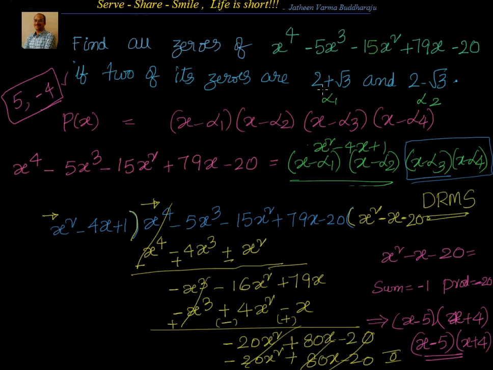The methodology is we have to find out the product of the given two zeros. From the zeros we'll find out the factors and take the product of them. Now divide this with the polynomial given to us. Then we'll get another quadratic polynomial. Now use splitting the middle terms and find out the remaining two zeros.